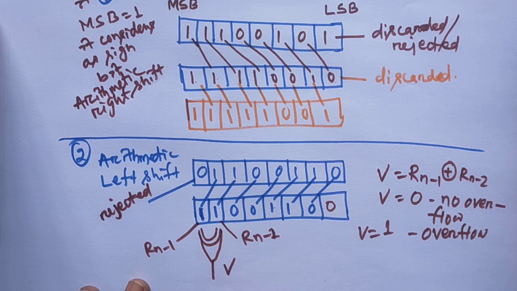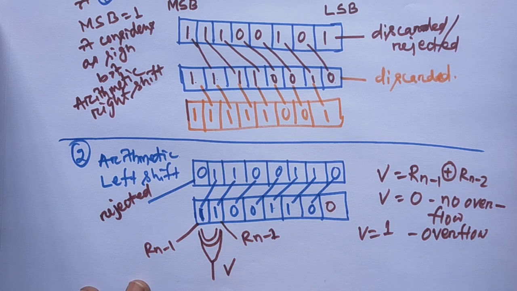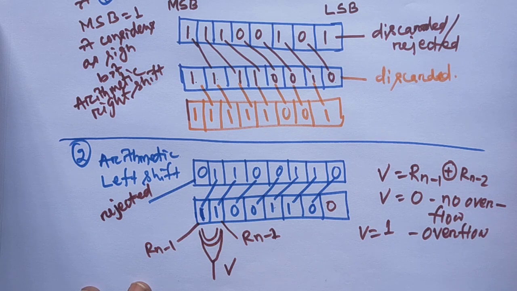Whenever that rejected or discarded data is reused, we can call that shift operation a circular shift operation. That is another concept, the circular shift operation, where there is no rejection or loss of data. Every data can be reused in such a way that we can call it a circular shift micro operation. I will tell you about this circular shift micro operation in the next class.